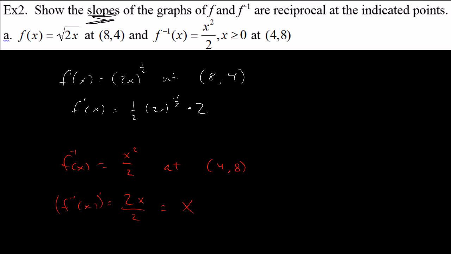So now what do we want to find? Show that they are reciprocals at the indicated point. At the point, we plug in our 4 here, and we get 4. And up here, we plug in our 8: 1/2 of 16 to the -1/2 times 2. The 2 and 1/2 can just go away, so now I have 1 over the square root of 16, which equals 1 over 4. And how about that? These are in fact reciprocals of each other. Bada bing, bada boom, we're done.